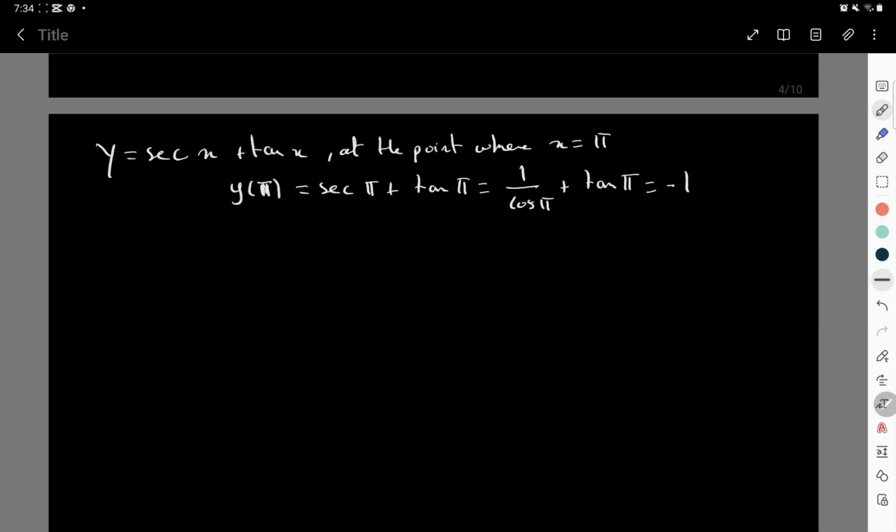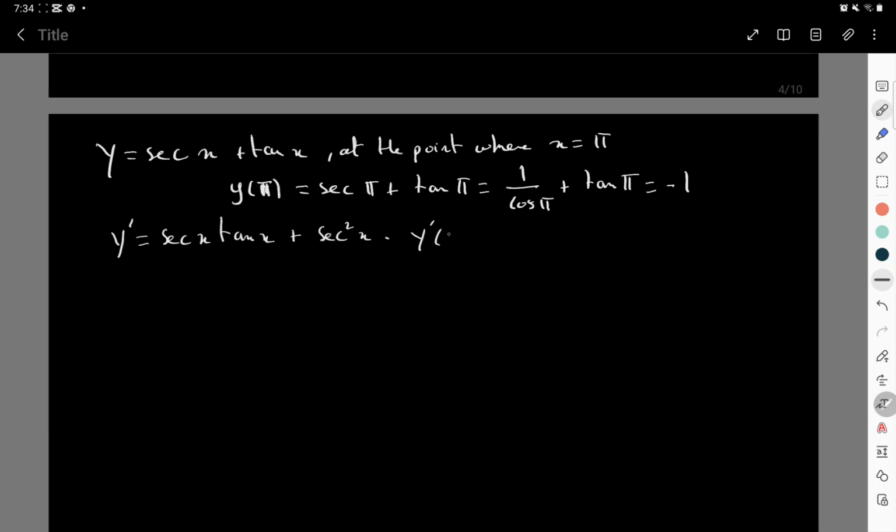Okay, y of pi is minus 1. Now what is y prime? In order to find the tangent line, I need to find y prime. So y prime, what's the derivative of secant? This is secant x tan x. And the derivative of tangent is secant squared x.